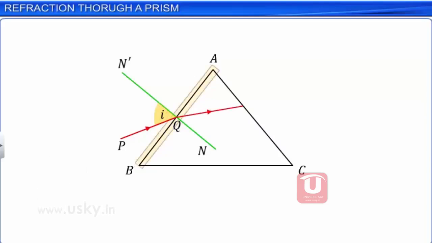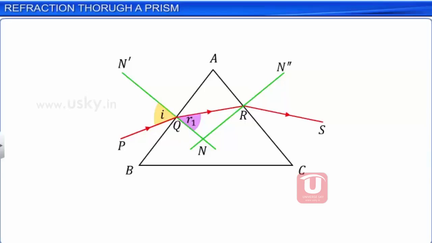The refracted ray QR is incident on the refracting surface AC at R and emerges along RS from the prism. Let NN' be the normal to the surface AC at R. For refraction at the surface AC, let the angle of incidence be r2 and angle of refraction be e, which is also known as angle of emergence. The angle between the incident ray PQ and the emergent ray RS is called angle of deviation D.